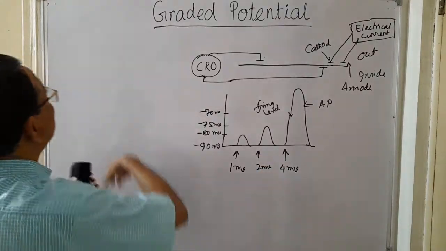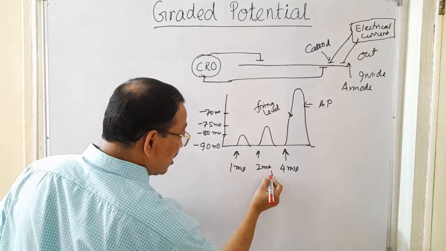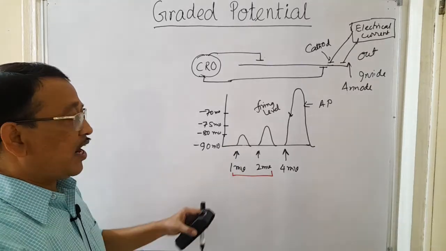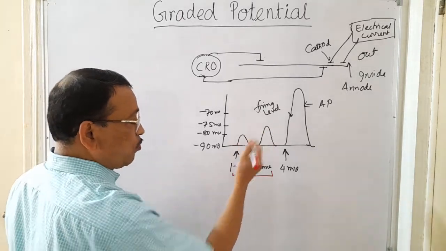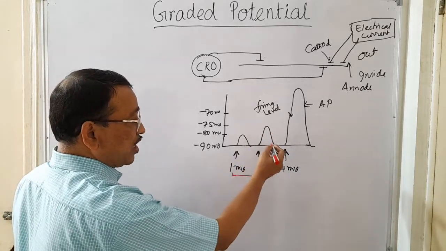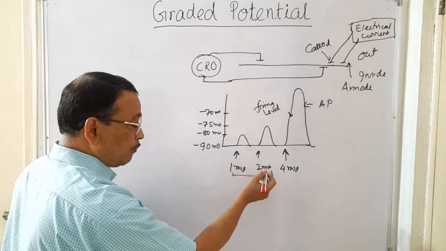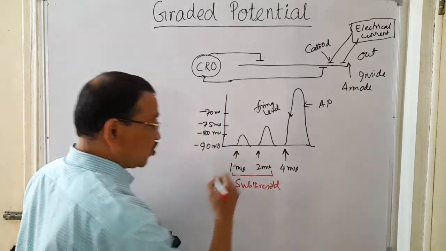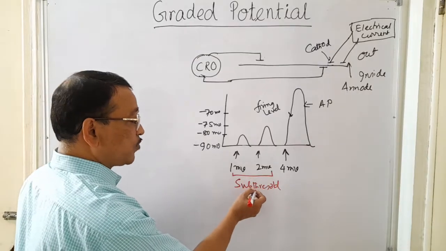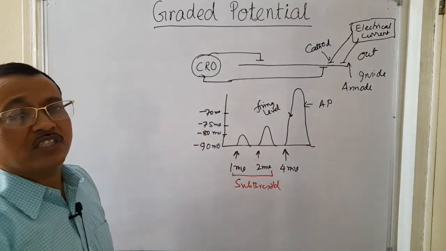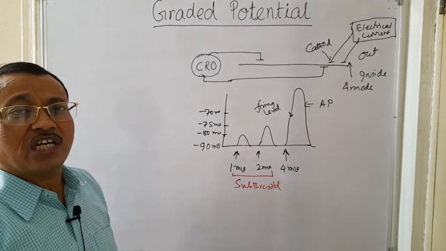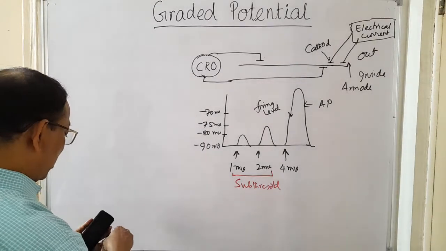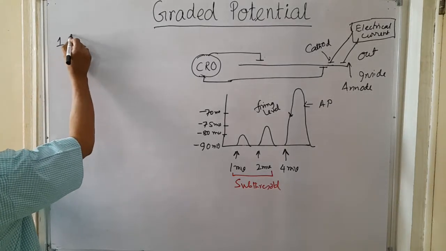But in this case, what happens? In response to the 1 millivolt and 2 millivolt intensity of the stimulus, once applied, there is a small change of the potential difference. This small change of the potential difference in response to application of the subthreshold stimulus, these are the subthreshold stimuli. So in response to application of the subthreshold stimulus, there is a slight change of the membrane potential, and this slight change of the membrane potential is known as graded potential. So what is graded potential?